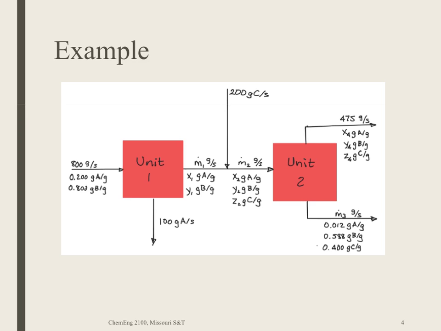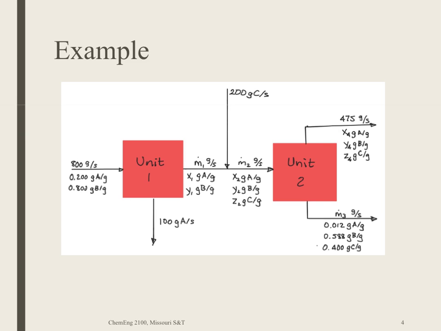Now in this example, we have feed coming into Unit 1. Unit 1 somehow separates out material A, and the rest of the A and the remaining B come out in this exiting stream M1. We have then some new feed that's mixed in that contains C, a third component. Now that means that after the mix point we have something that contains the remaining A and B from Unit 1 as well as C, so now we have three components.